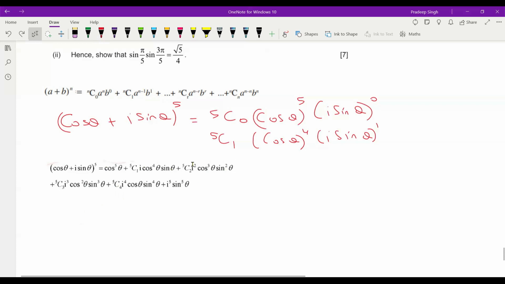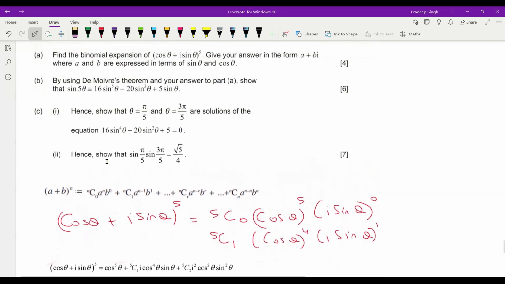In the third term, we have an i squared. The value of i squared is −1. So the third term is also a real part. Similarly, i cubed is −i, so this is an imaginary part. The fifth term has an i to the power 4. i to the power 4 is 1, which means this term is also a real part of this complex number. And i to the power 5 is i.